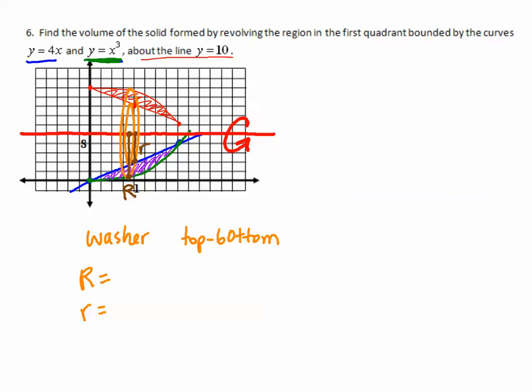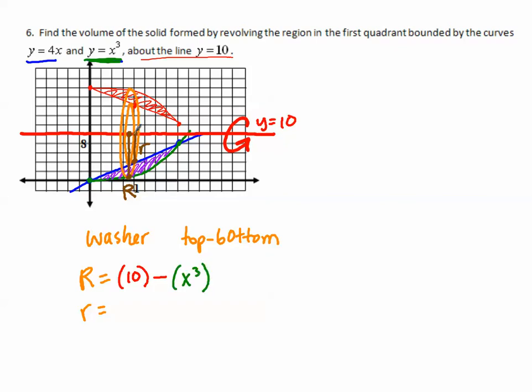For big R, top minus bottom. Well, what's the top this time? This was the line y equals 10. So the top of the big radius is 10 minus the bottom of the big radius, which is the cubic function this time.